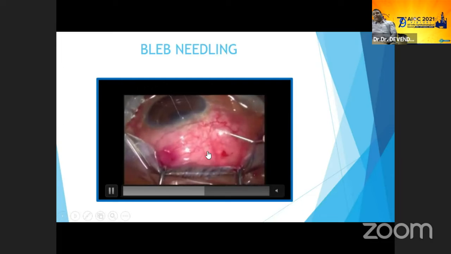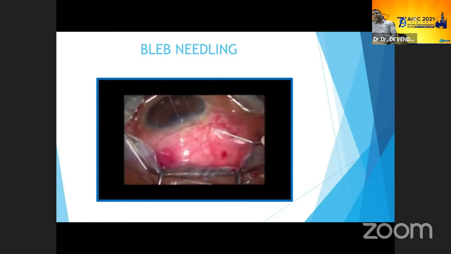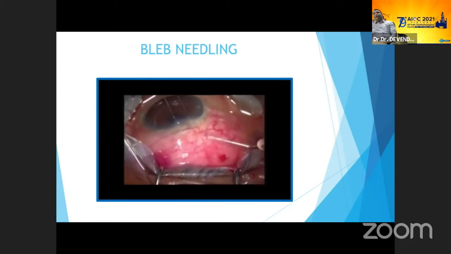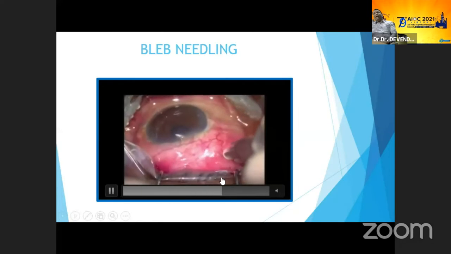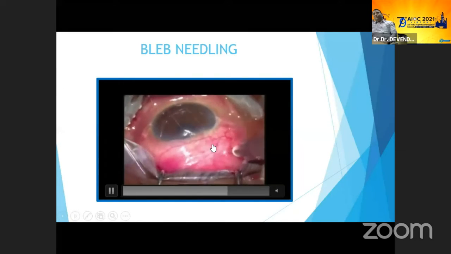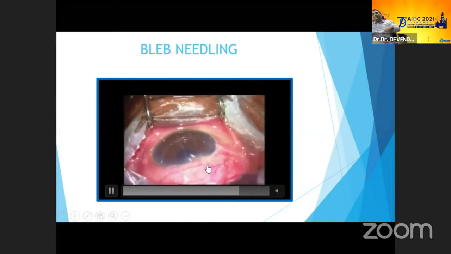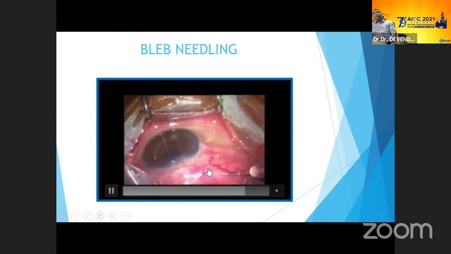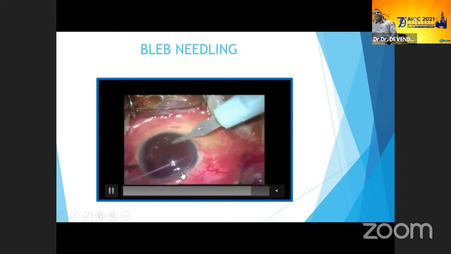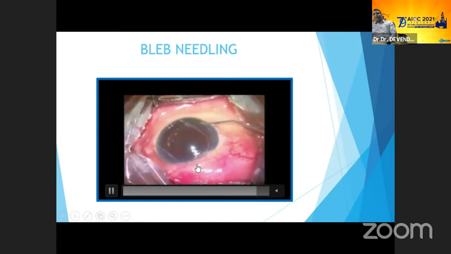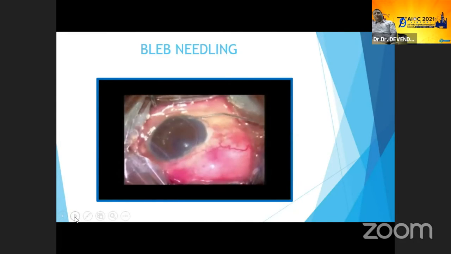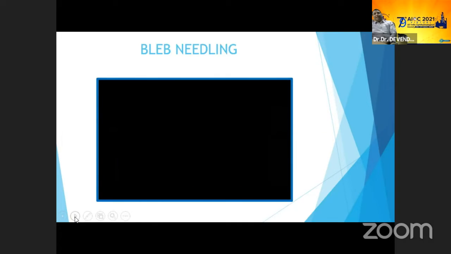After cutting the subconjunctival fibrosis, we locate the scleral flap, go under the scleral flap and reach the anterior chamber. Once you reach the anterior chamber, you can see the softness of the globe. You can feel it with your traction suture, and this is the end point of your bleb needling, and the AC is formed. Okay, then this is a successful bleb needling.